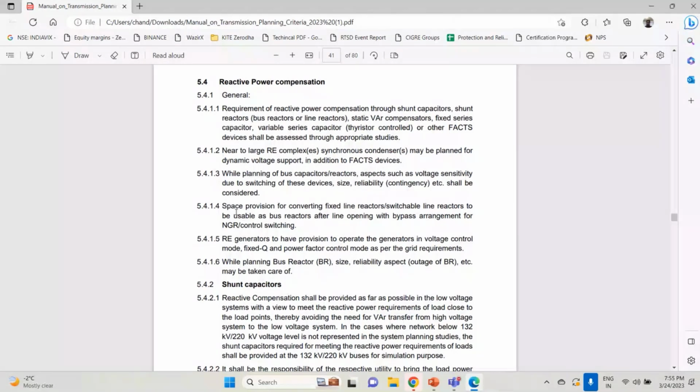That's why this NGR bypassing arrangement is required for the switchable line reactor, whose loading will be varying from season to season. So you can either switch on the line or switch off the line. When you switch off the line, utilize those line reactors as a bus reactor by bypassing the NGR arrangement.